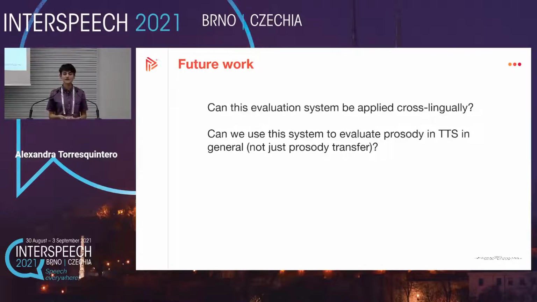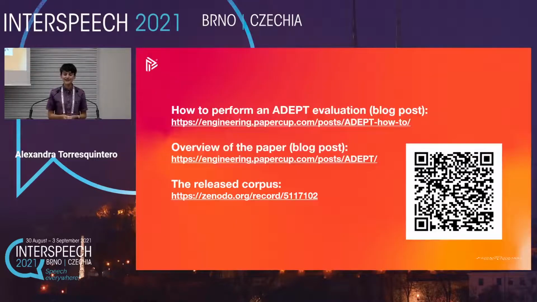So can we actually translate these target sentences in the evaluation system into the target language and then transfer the prosody from English into the target language and see similar results? So that's the next thing that we would really like to do. But potentially further down the line, we would actually like to see if this system can be used to evaluate prosody in TTS in general, and not just prosody transfer, because that would be very useful for our research as well. So thank you so much for your attention.